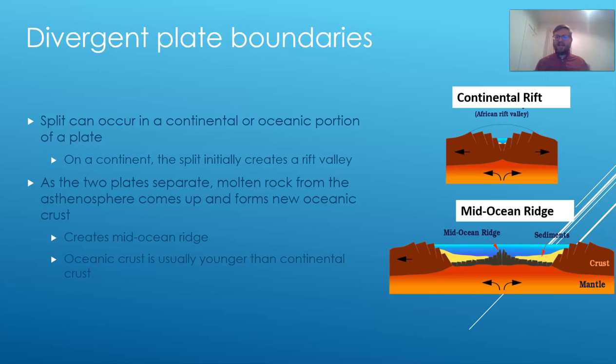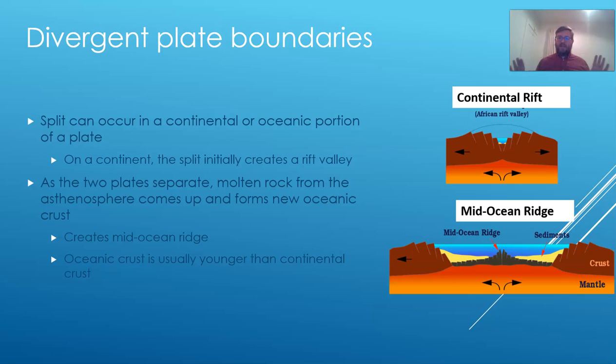And so at the very beginning of this split, you get what's called a rift valley. So we have the African Rift Valley running along the eastern side of the continent of Africa. And so initially this just creates a giant valley as the two sides move apart and the land in between kind of starts to fall down between them.